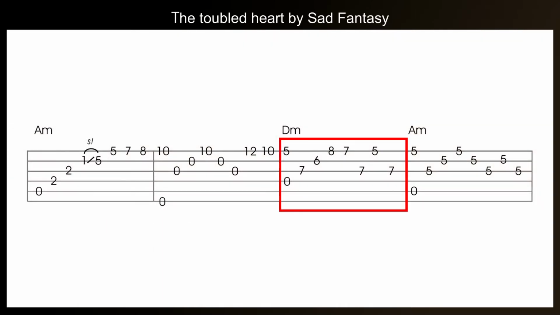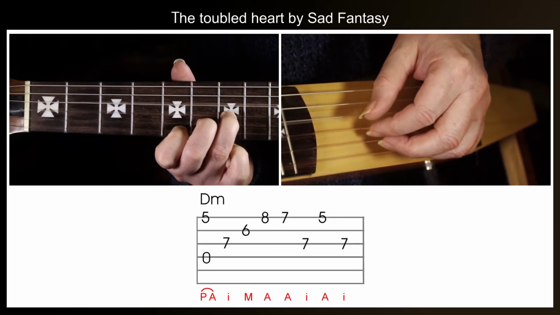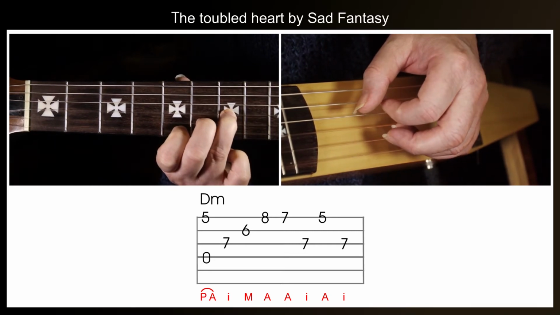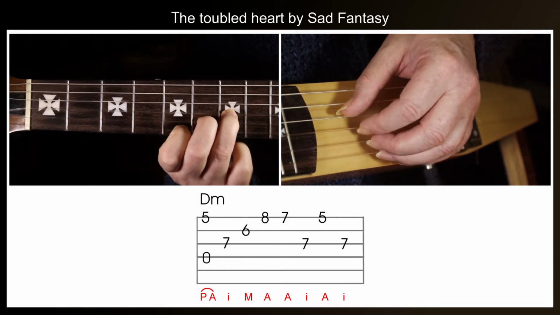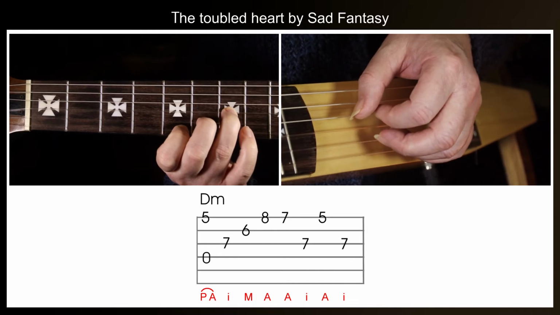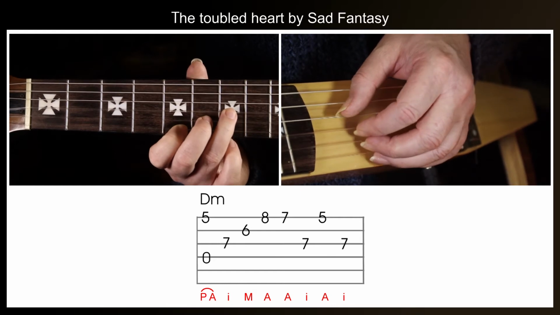Looking at the 3rd bar of this line, you'll notice you're using the new shape of D minor. And again, you're using the 4th finger to play the melody. So let's see and hear that done twice. Let's see and hear that again.